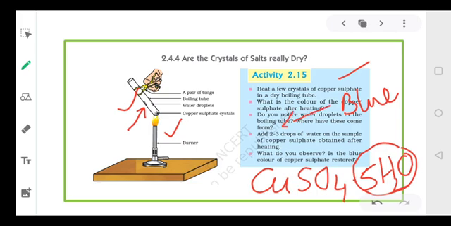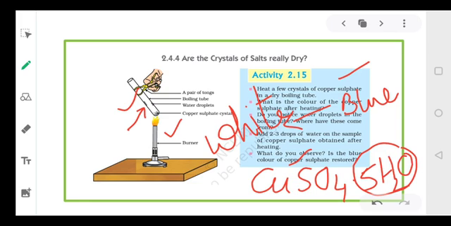What was the color initially? It was blue. Now the color is white. So why is the color white? Because the water has evaporated. So the blue color of this salt is because of water. So copper sulfate is of blue color, but when we heat it, it will become white.